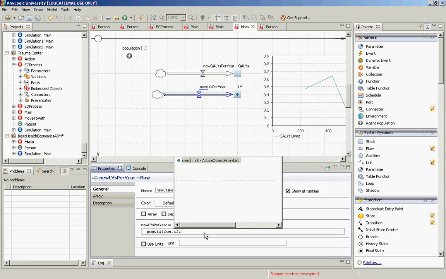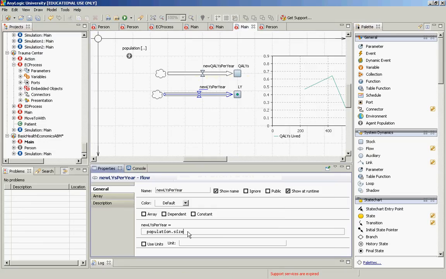So here, what we're going to be doing is accumulating the number of individuals over time, essentially taking the integral of the population over time and using that for the life years lived. So let's go take a look at that.